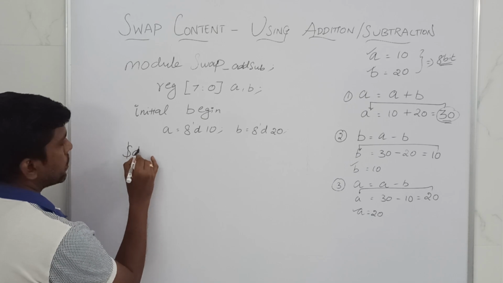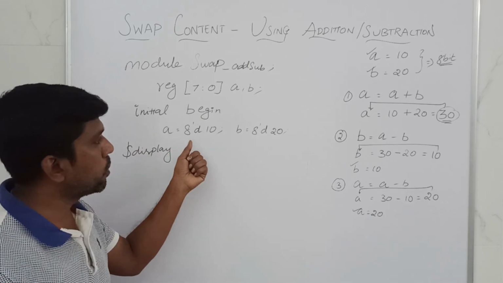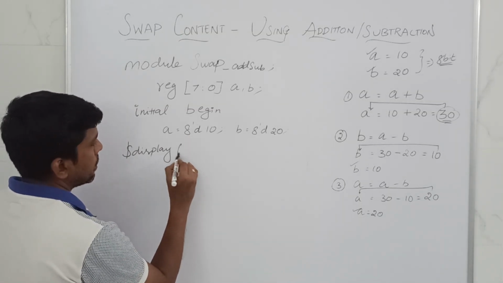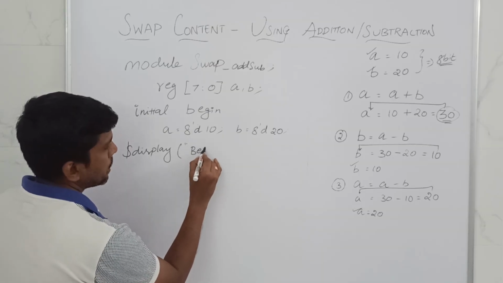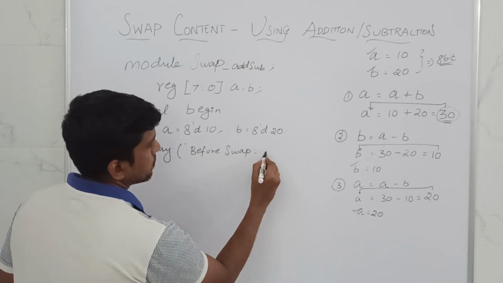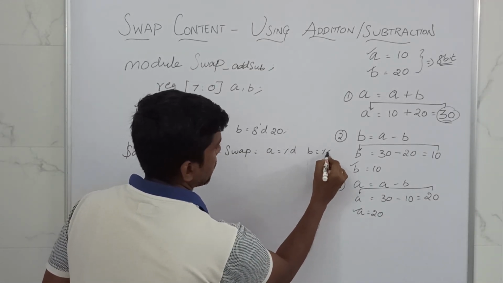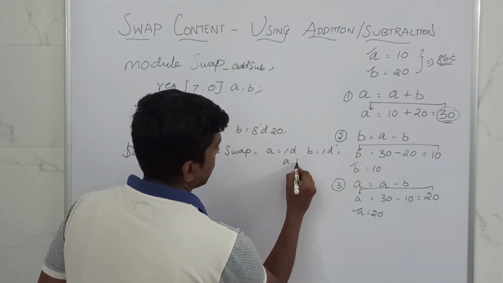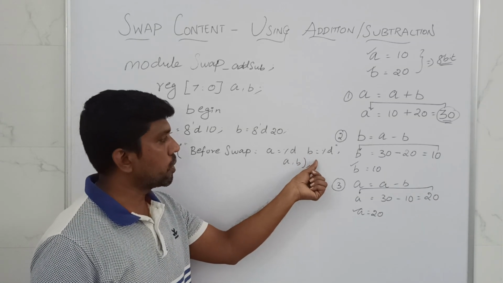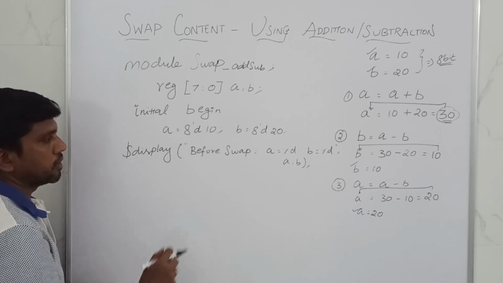So now I am using one statement, $display. Before swap, whatever value is stored in A and B, I show on the display. So $display("before swap A = %d, B = %d", A, B). So whatever value is stored in A and whatever value is stored in B, that is shown on the monitor by using this statement.